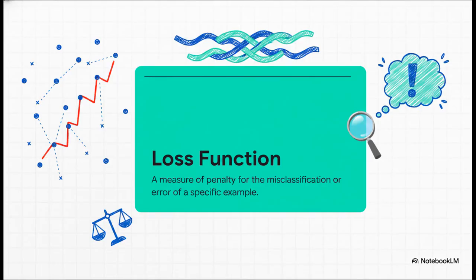But to get that line in the exact right spot, we need a perfectly objective way to calculate a penalty every single time our predicted line misses a real data point. And that is exactly what a loss function is. In plain English, it's just a measure of penalty for the misclassification or the error of a specific example.